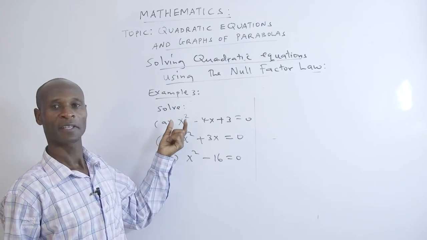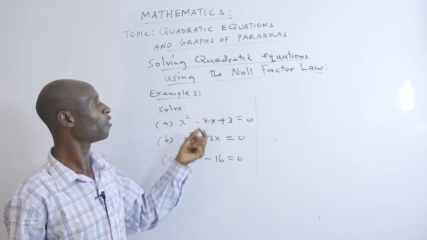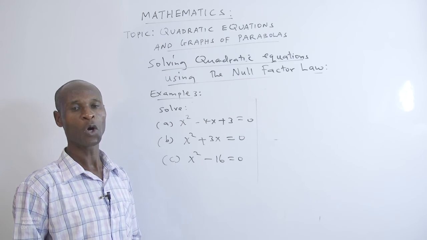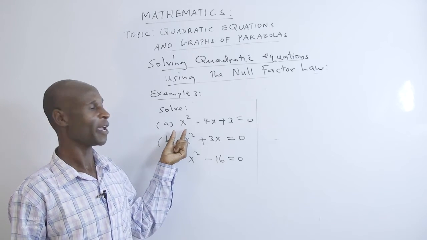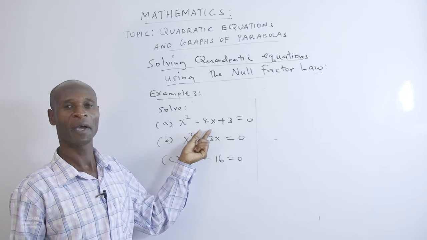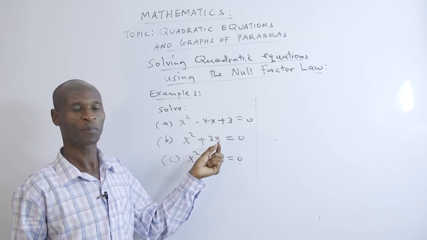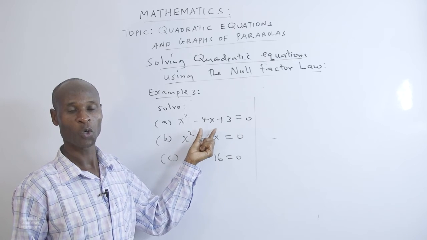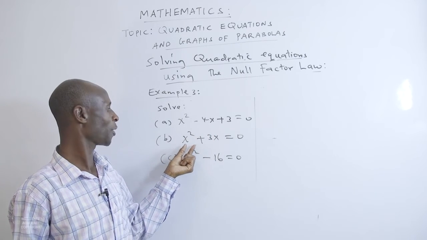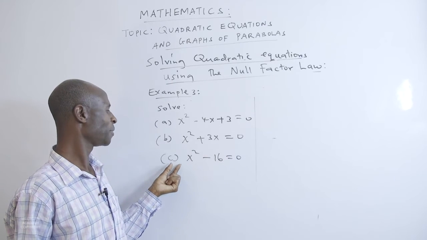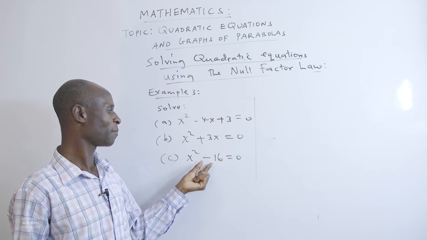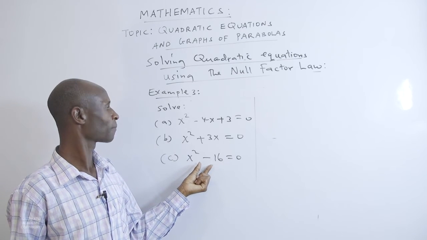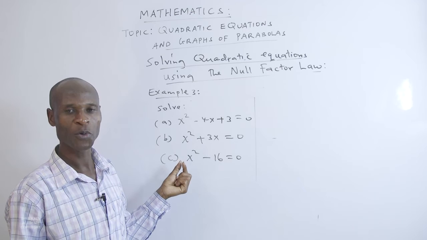Now, in this case, we want to extend the knowledge of solving quadratic equations using the null factor law, but in situations where we have x squared minus 4x plus 3 is equal to 0, where we don't have the linear factors directly, so we need to look for them. In part B is x squared plus 3x is equal to 0, and in part C, there is x squared minus 16 is equal to 0, which is a difference of two squares. So let us look at part A. How do we solve?